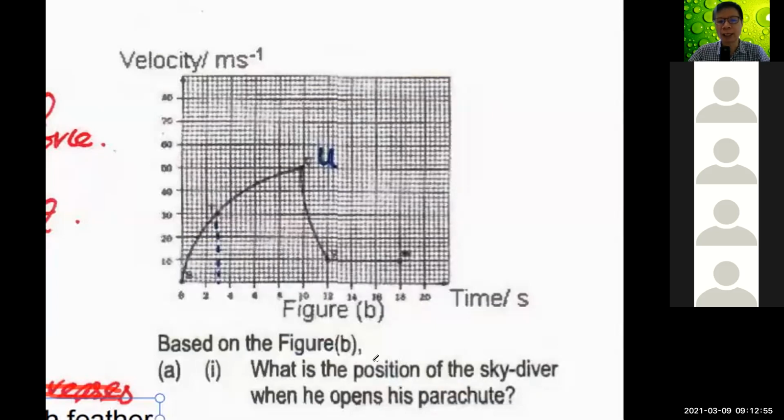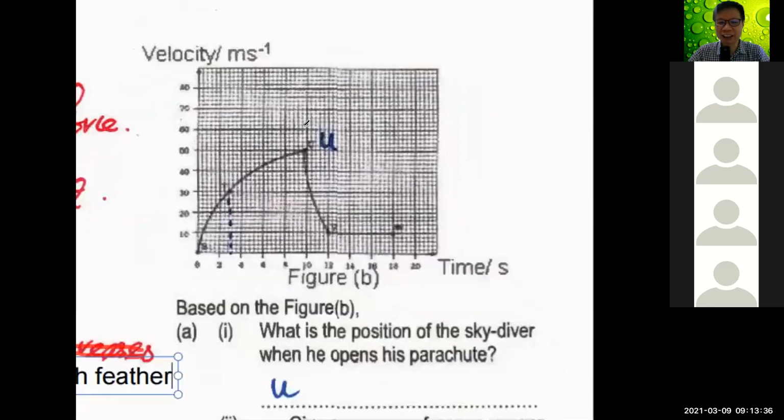Okay, now the question: what is the position when he opens the parachute? At which point did he open the parachute? Andrew, at which point does the boy open his parachute? U. Oh, just simple. My answer is the same as your answer. Okay, what's your answer? You. Okay, I'm asking you the answer. Okay, the answer is U. Yes, correct. The answer is U. Okay, correct. At this point.